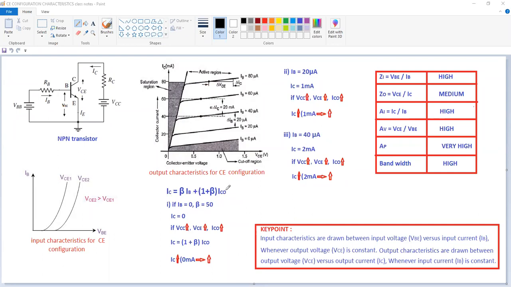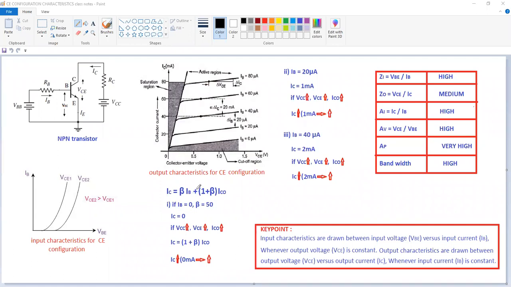Now consider this reverse saturation current. IC is equal to 0. The graph is here itself only, because the current is 0. And after that, what will happen?